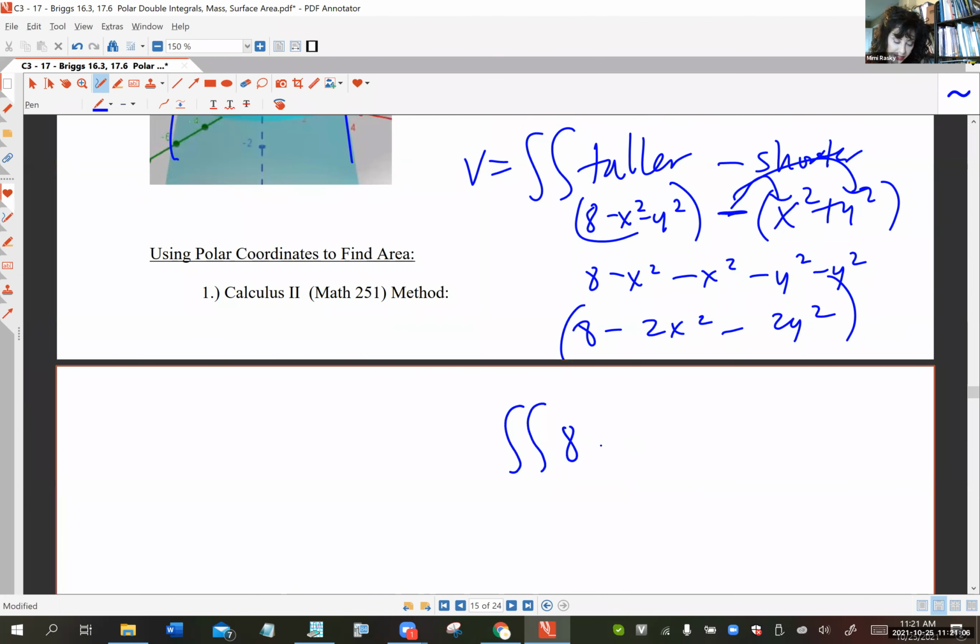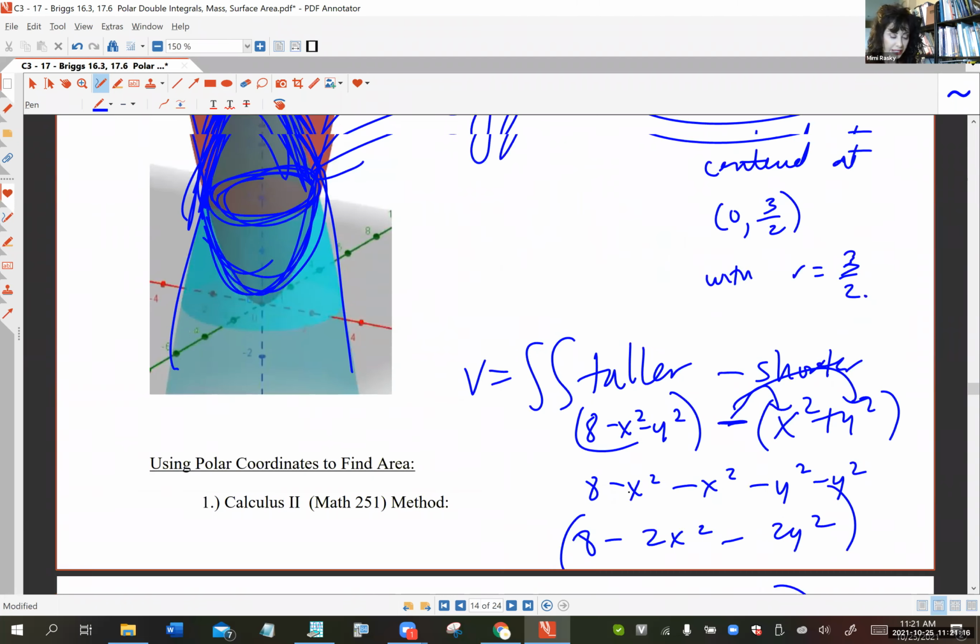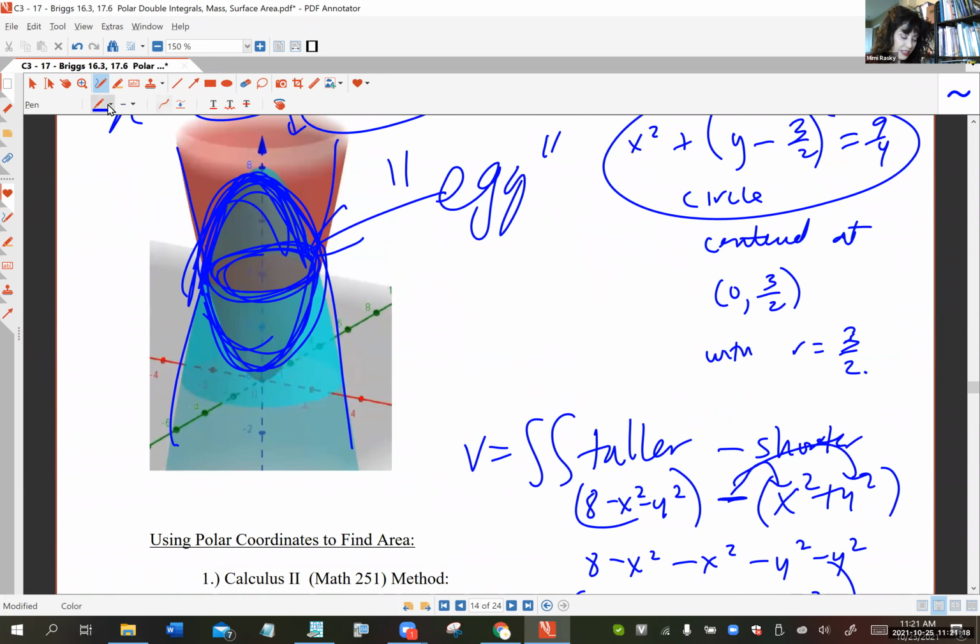So before I do anything, I'm going to factor out a 2, and you'll see later why we're going to do that. Okay, so now what is the region of integration? Don't guess. If you look at this egg, I hope that you can appreciate that the widest part of the egg, the more fat part, is right there where the two surfaces intersect.